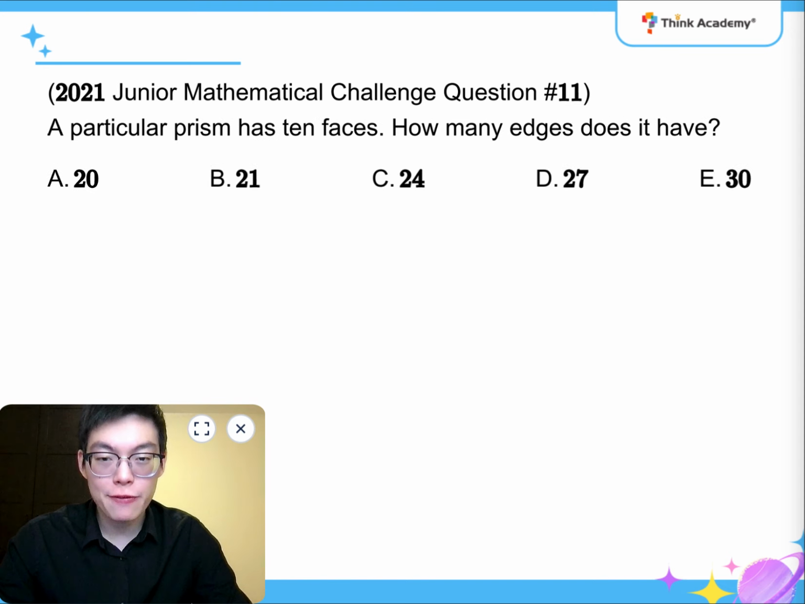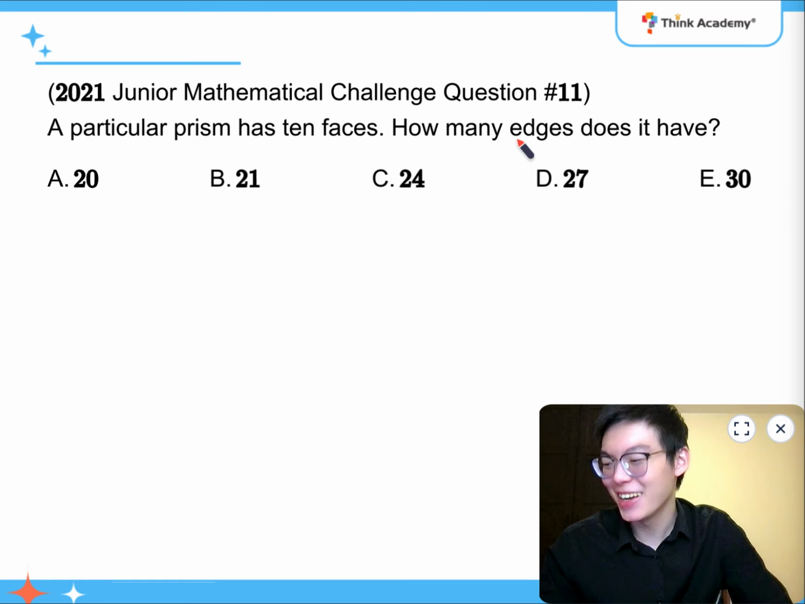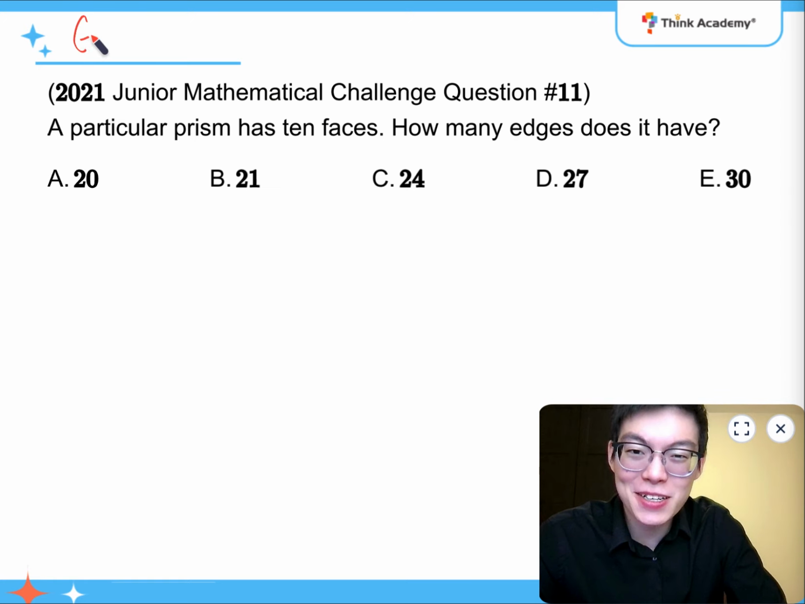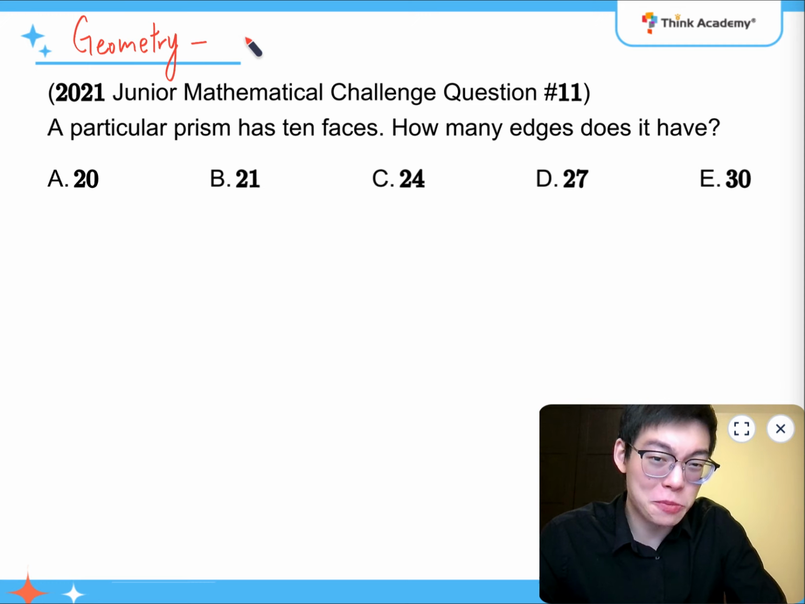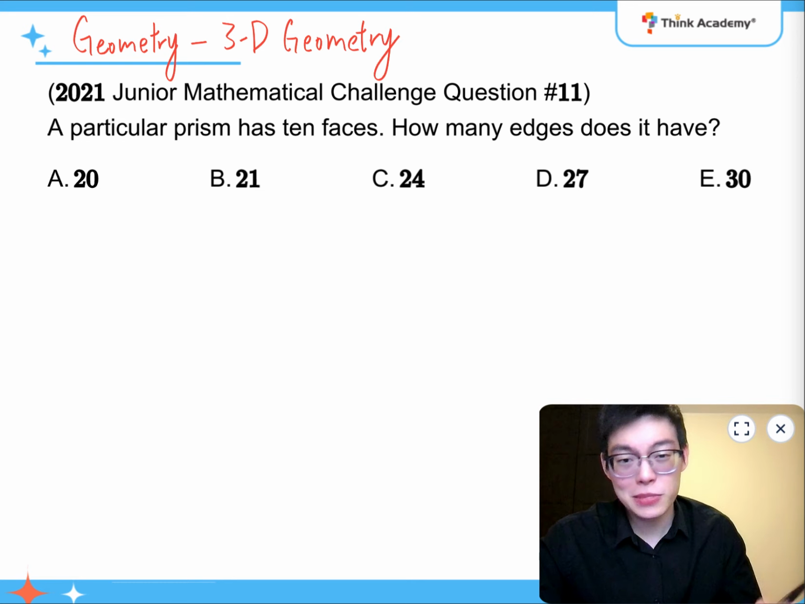And question 11, it says that a particular prism has 10 faces. How many edges does it have? So I would say it belongs to 3D geometry, probably recognizing 3D shapes. So yeah, as long as you know what a prism is, you will be able to find out the answer.